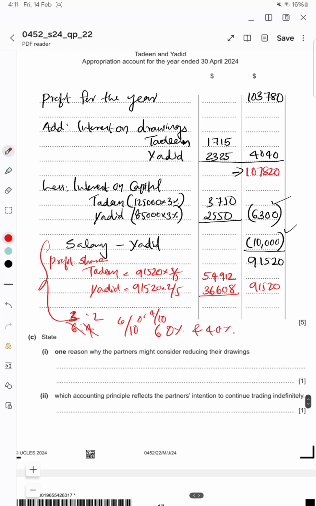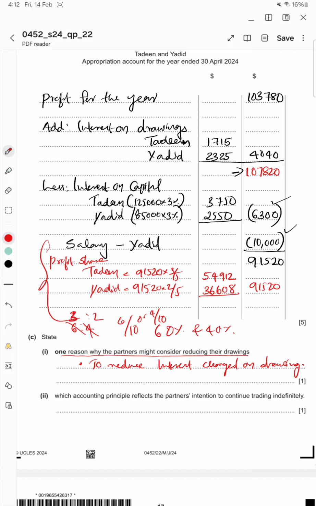Here there are some theory questions also, which I will finish. State one reason why the partners might consider reducing their drawings. Because they have to pay interest on drawings, so that will be one reason: to reduce the interest charge on drawings. If you draw anything from the business, you have to pay interest also. So partners will try to reduce the drawings from the business.